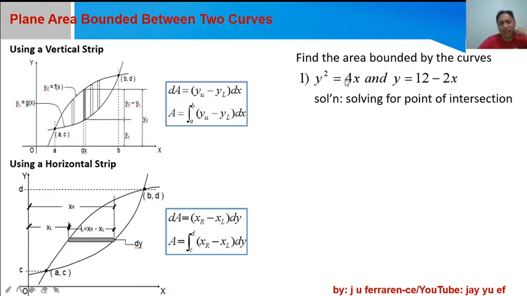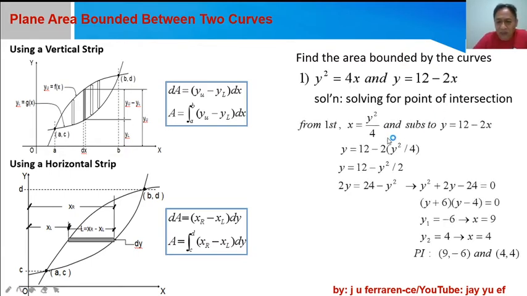Then another option, which is simpler compared to this, is to solve for x in terms of y. Okay, so what is your x? That is y squared over 4. And the y squared over 4, pwede na to i-substitute to the equation of line so that my equation will be expressed in terms of y.